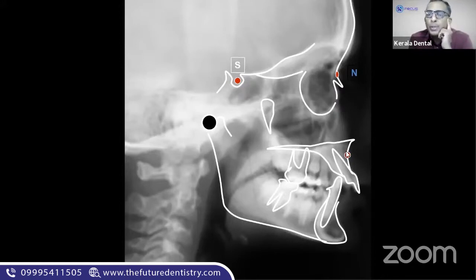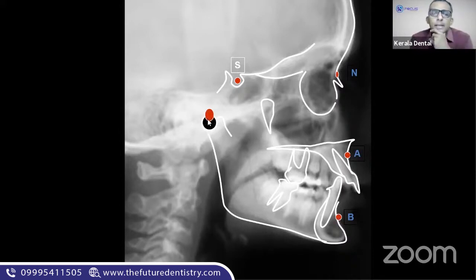A point, I think I already told about A point. A point is the deepest point on the C-shaped curvature formed from the alveolar crest to the anterior nasal spine. The C-shaped curvature, the deepest point, A point. A point represents maxilla. B point represents mandible. Deepest point from the alveolar crest to the mandibular symphysis here. Look at that. The highest point here, alveolar crest, the C-shaped curvature, deepest point is the B point.